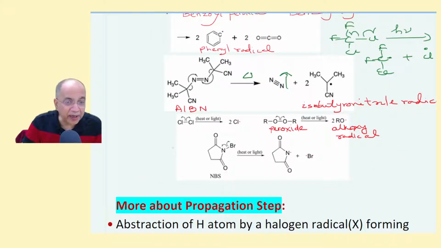Similarly, in case of NBS, remember this, N-bromo, this is called succinimide, NBS. Now when you heat it, this bromine dot goes and this radical comes. So this is the way. And halogen bond we have already shown. So also any peroxide, may it be benzoyl or maybe anything, di-tert-butyl or anything, this O-O bond breaks to produce the alkoxy free radicals.